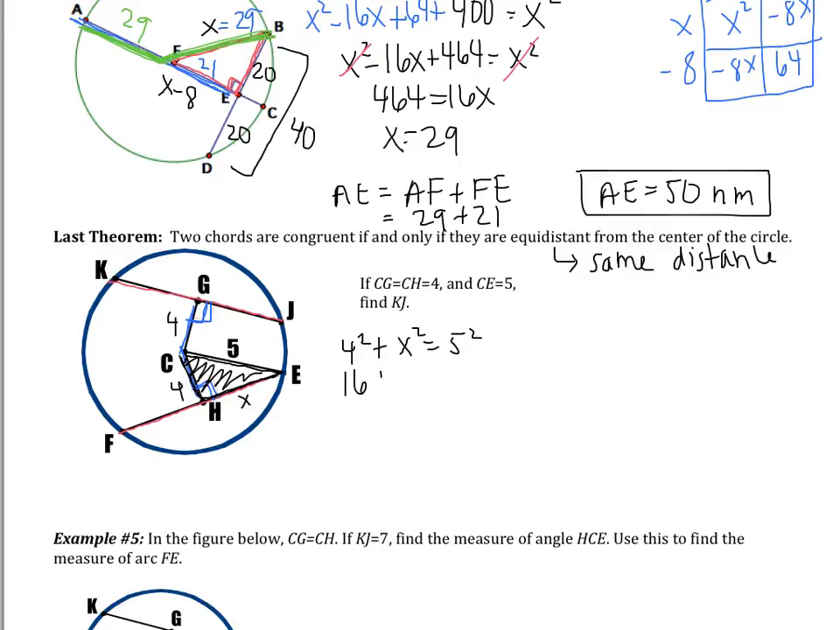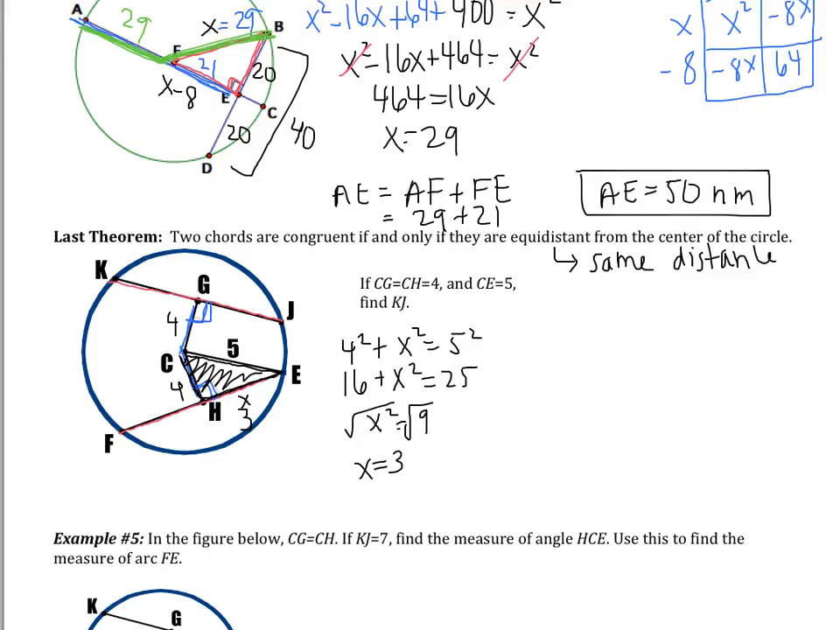So this becomes 16 plus x squared equals 25. Subtracting 16, I get x squared equals 9. So x equals 3. So this little part HE here is 3. Now, how does that help me? It's only part of the chord. I need the entire chord.